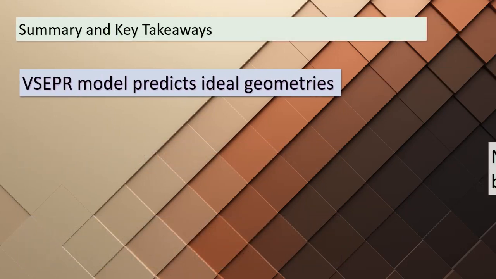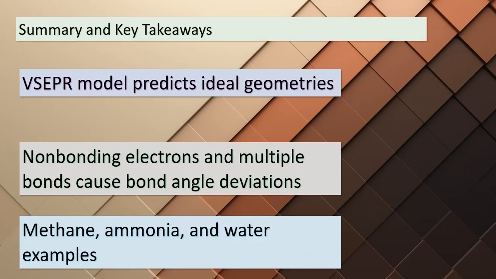Let's wrap up our discussion, students. Today, we've journeyed through the effects of non-bonding electrons and multiple bonds on bond angles in molecular geometry. Remember, while the VSEPR model provides us with ideal geometries, real molecules often deviate slightly due to the presence of non-bonding pairs and the effects of electron repulsions.